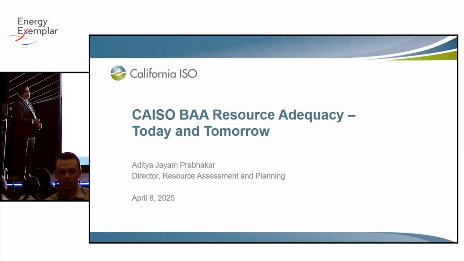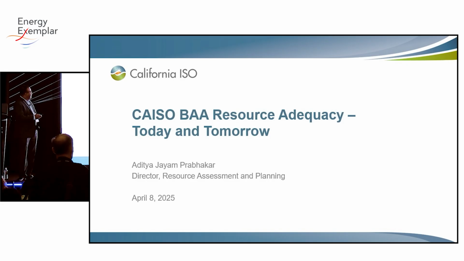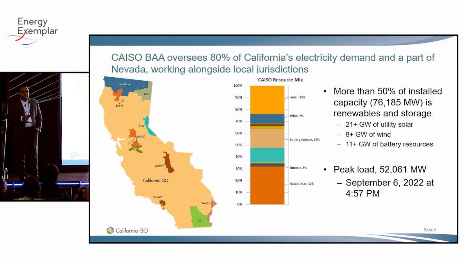The idea of my presentation is to talk about understanding resource adequacy in our balancing authority area today and tomorrow. For those of you that are not familiar with the CAISO system, the BA operates about 80% of California's electricity demand. This is our footprint in bright orange on the left.